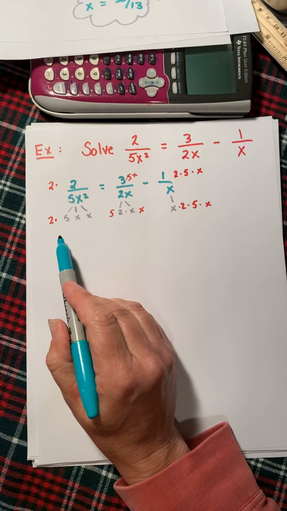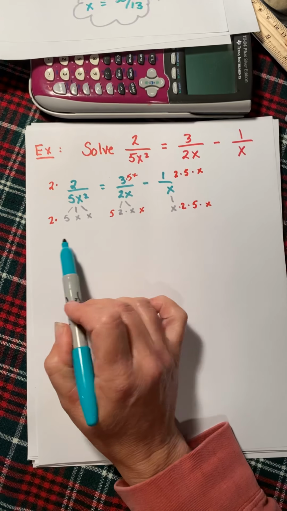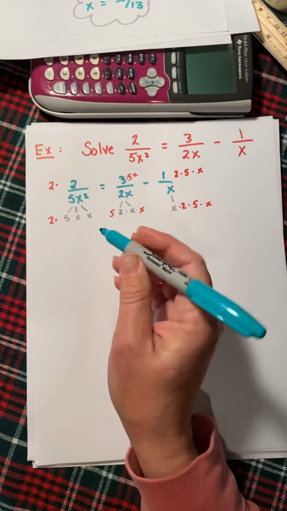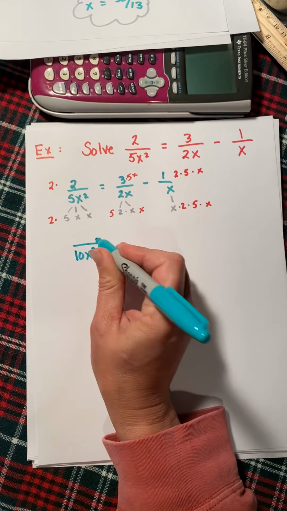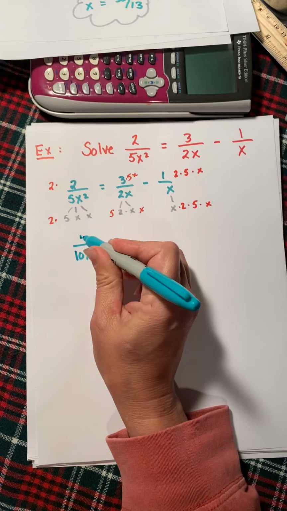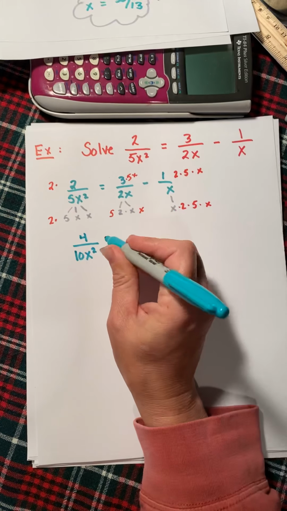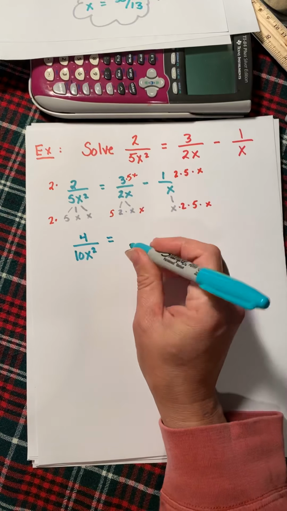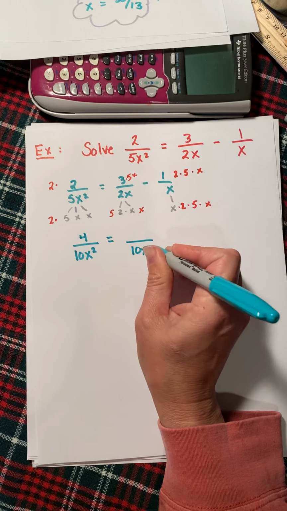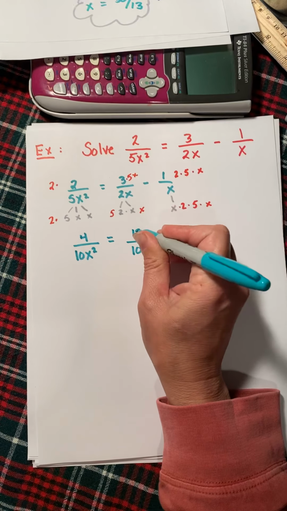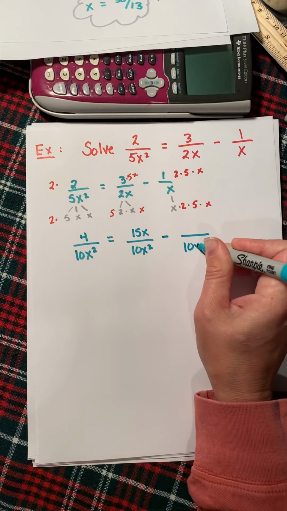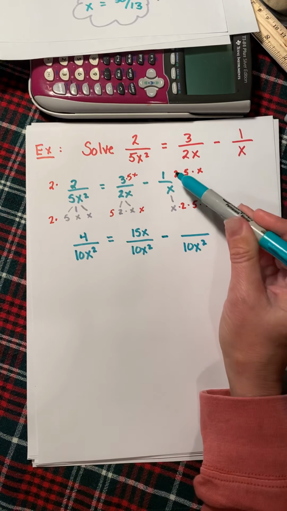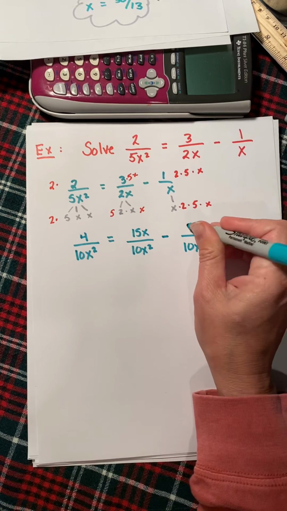Now, if these were binomial factors, I wouldn't multiply, but just for the sake of simplicity, the common factor here is 10x squared. And the new left numerator is just going to be 4, 2 times 2. And this equals my new denominator over here, 10x squared. And then it's going to be 15x in the middle numerator minus my common denominator 10x squared. And it's going to be 2 times 5 times x, which is 10x.